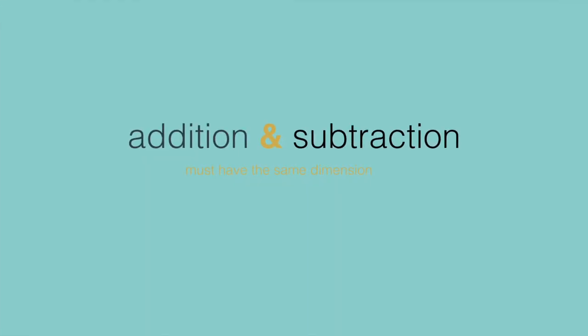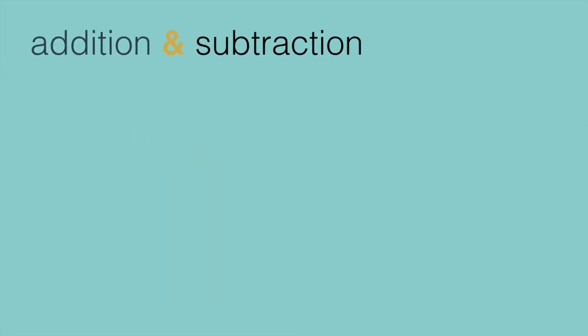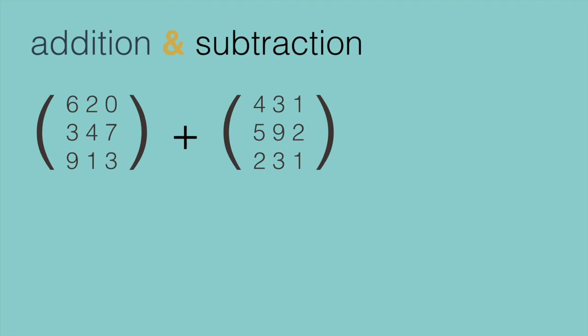Now on to addition and subtraction. In addition and subtraction, we must have the same dimension. So for example, we have these 2 matrices that are to be added. It can only happen if they have the same dimension, in this case 3 by 3. The result will have the same dimension as well. Again, 3 by 3.